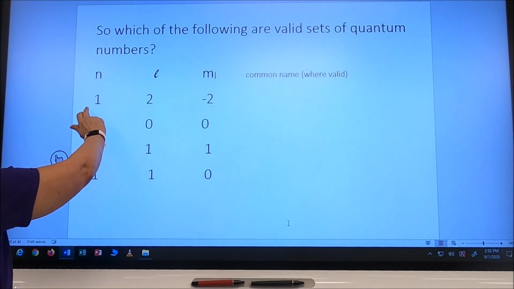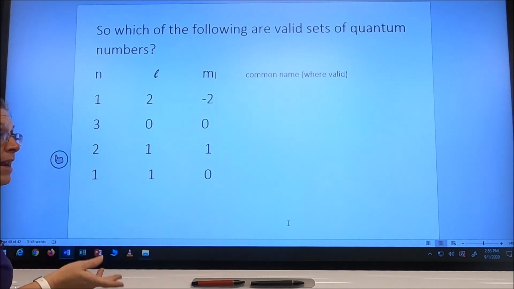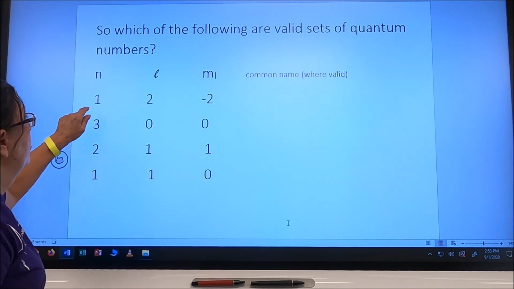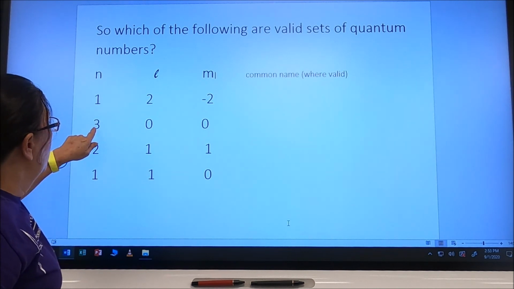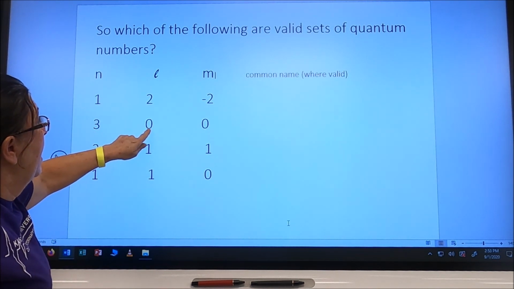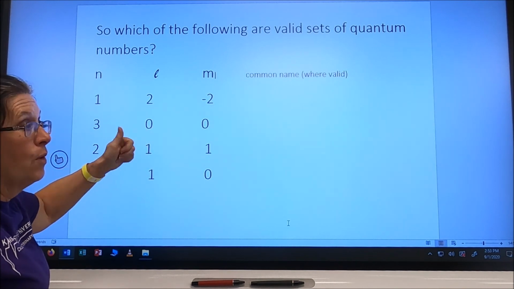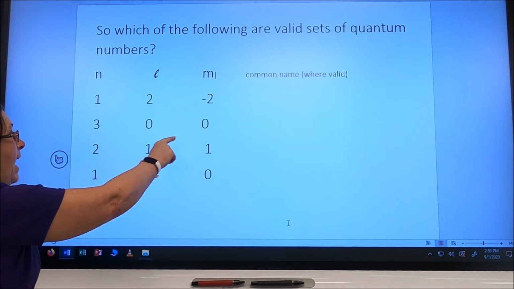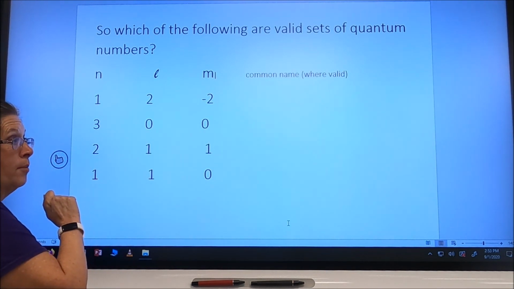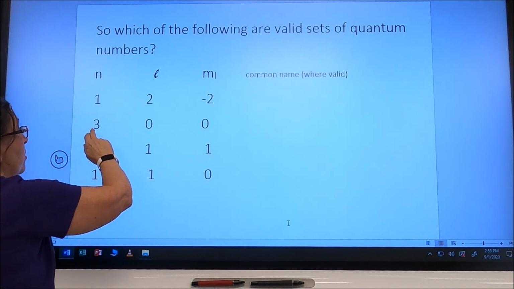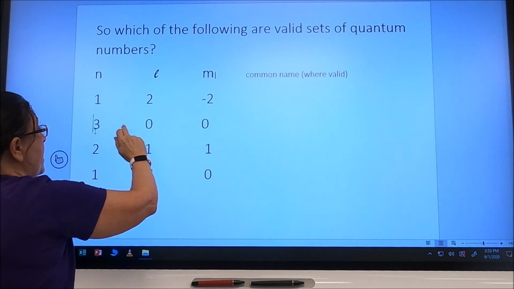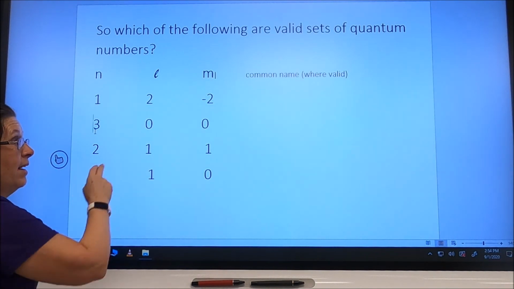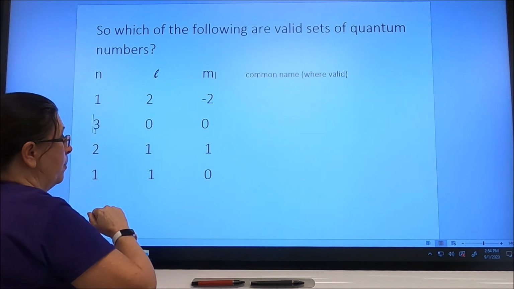So if we look at this first one, when n equals 1, the only value that L can have is 0. So this is not a valid set of quantum numbers. When I look here, when n equals 3, L can be 0, 1, or 2. 0 is good. When L is 0, M sub L has to be 0, and it is. So this is a valid set of quantum numbers to describe an orbital. So this would be a 3s orbital, because I've got an orbital in the s subshell.